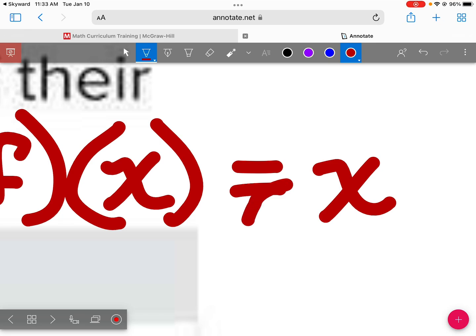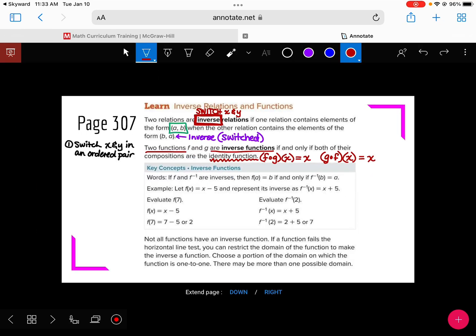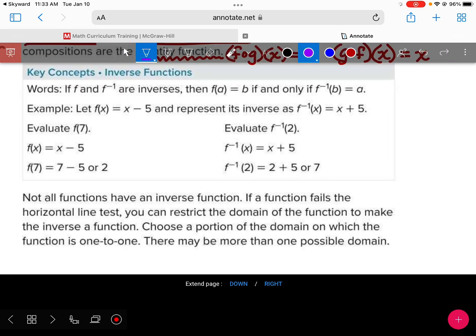Not all functions have an inverse. If I have a function that fails the horizontal line test, then we have to do something called restricting the domain.